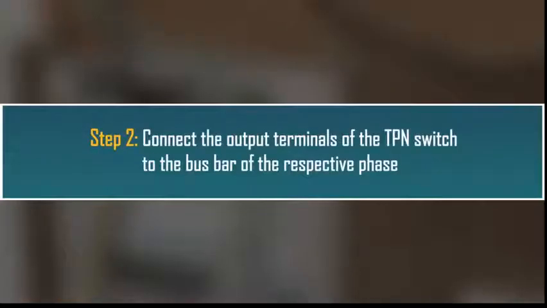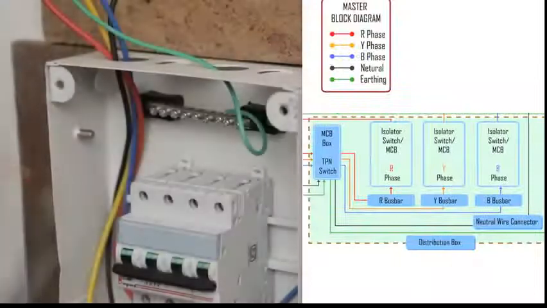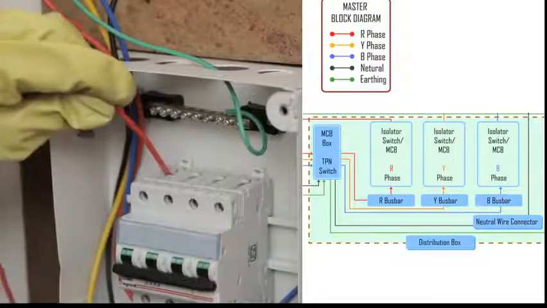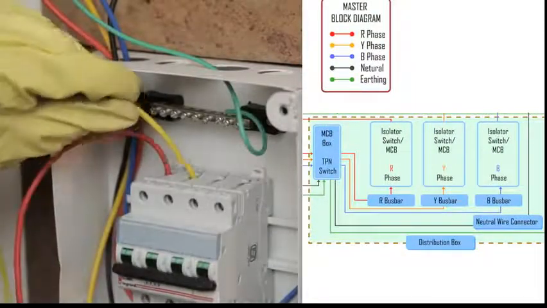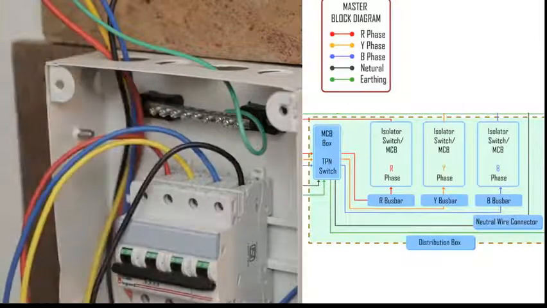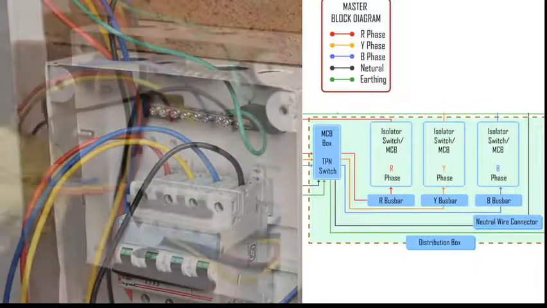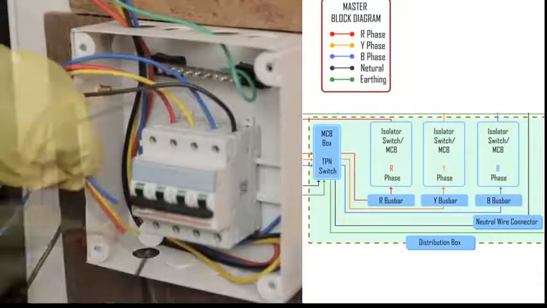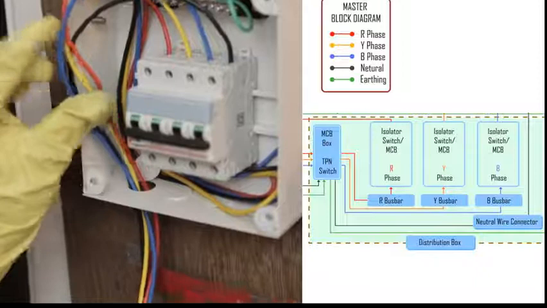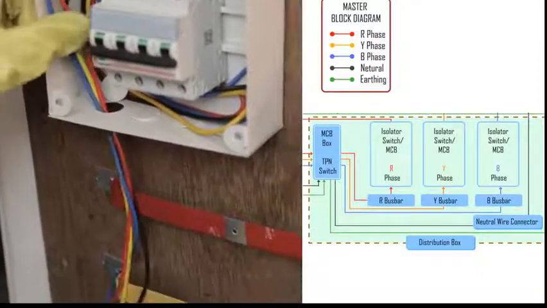Step 2. Now connect the output terminals of the TPN switch to the bus bar of the respective phase. Firstly, connect the wires in the RYB and neutral output terminals of TPN switch. Now let's connect the other end of all the phase wires to their respective phase bus bars.